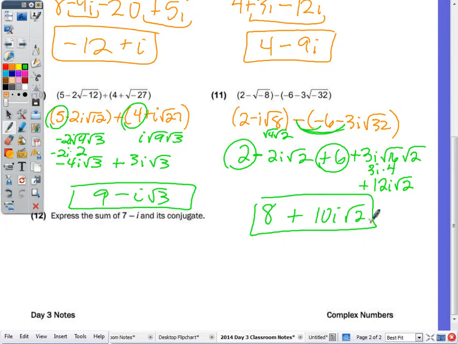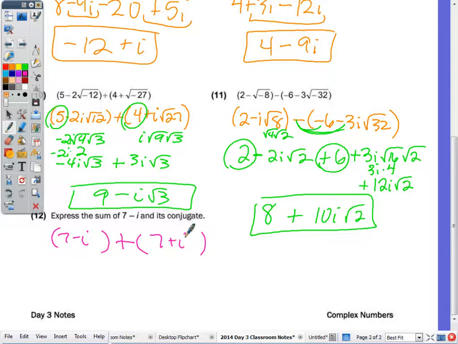Last one. Express the sum. Sum means to add. So I'm going to add 7 minus i to its conjugate. What's the conjugate of 7 minus i? 7 plus i.